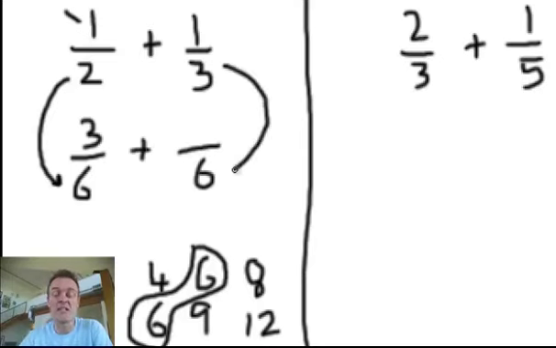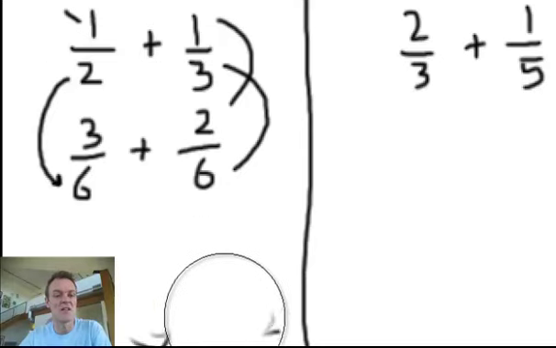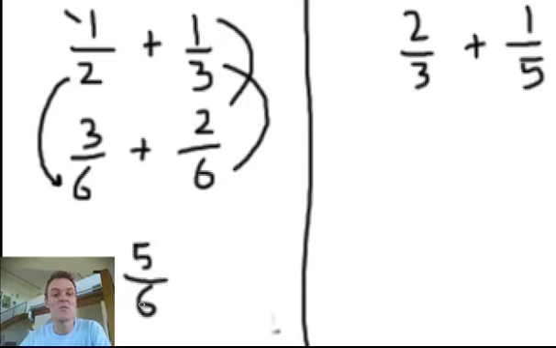Right, 1/3. I've doubled this to get the new denominator. So if I double the top, I get 2. Now again, remember, we are only adding the numerators. 3/6 and 2/6 is 5/6. Let's erase and get some space. 5/6 is the answer. That's 1/2 plus 1/3, common denominator.